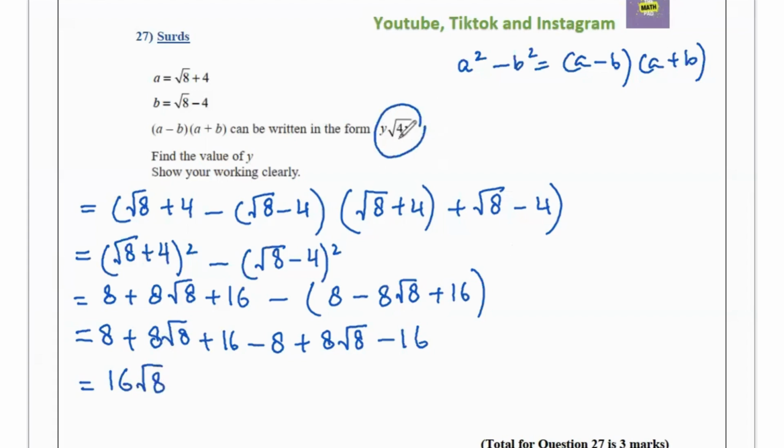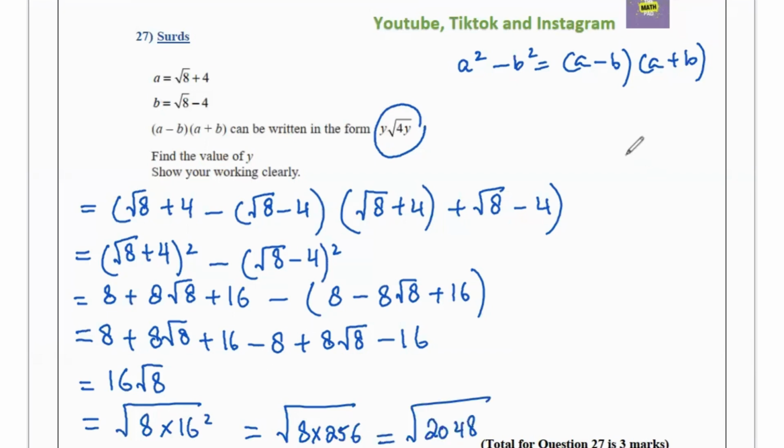The answer is y root 4y. So you bring the 16 back into the root, that's going to be 8 times 16 squared. 16 squared is going to give us 256. So 8 times 256. 8 times 256 is going to be 2048. So to further simplify this, let's break down 2048. 2048 we know is 8 times 256.